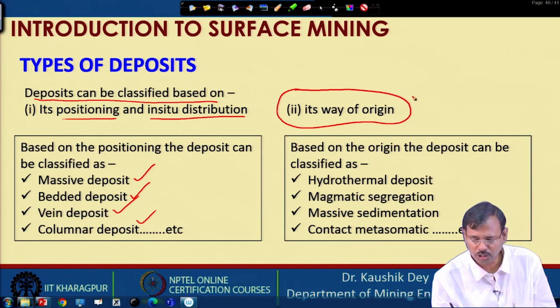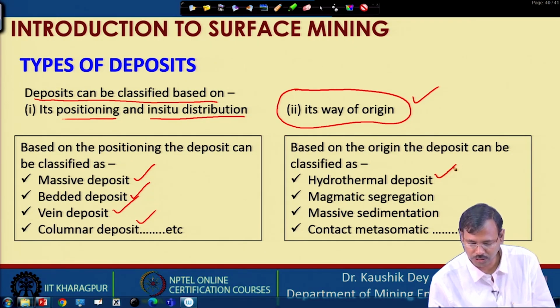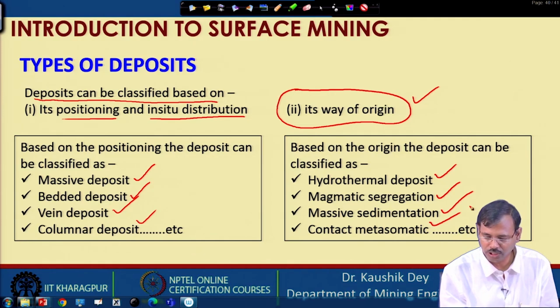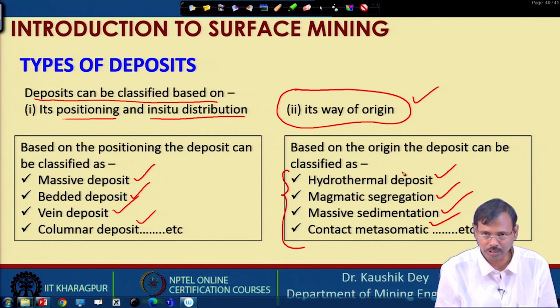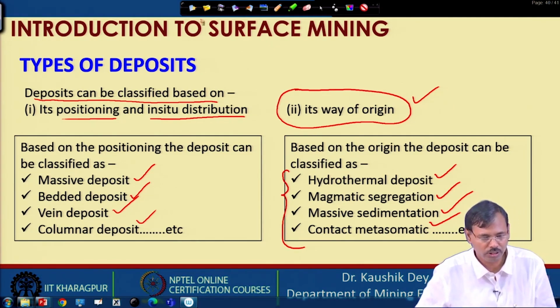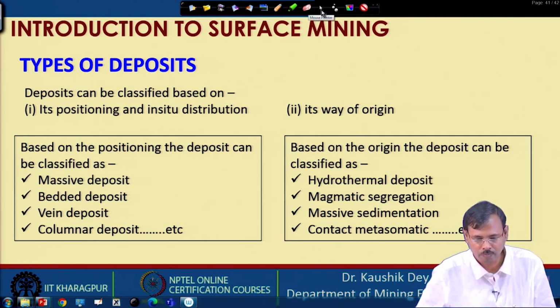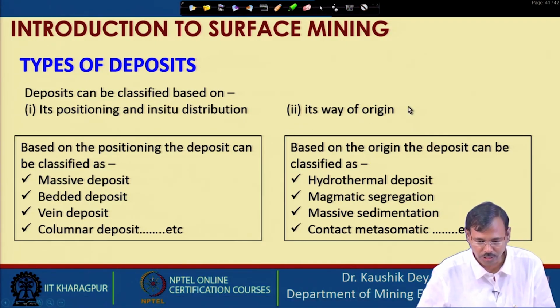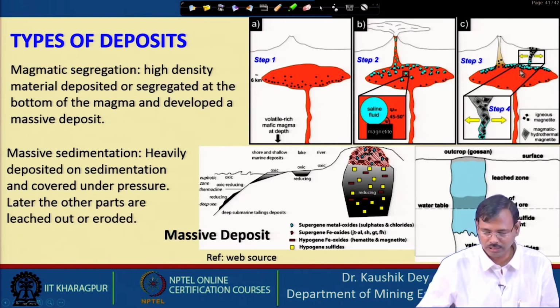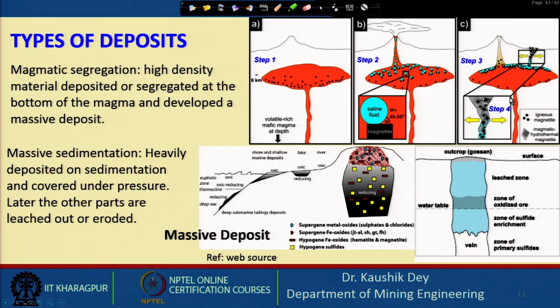On the basis of its origin, the deposit can be classified as hydrothermal deposit, magmatic deposits, massive sedimentation deposit, contact metasomatic deposits. So, these are the different ways of formation, and because of these formations deposits have different characteristics, and based on this the deposit can be classified like this. We will see in the next few slides the way the massive, bedded and vein deposits are basically showing. This is basically the massive deposit.